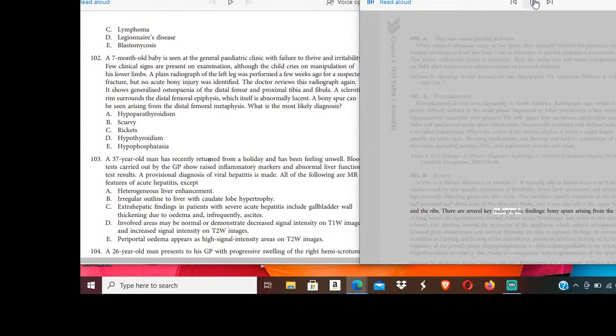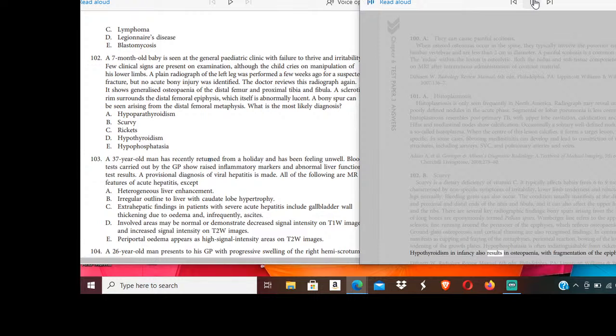There are several key radiographic findings. Bony spurs arising from the metaphysis of long bones are eponymously termed Pelkan spurs. Wimberger line refers to the appearance of a sclerotic line running around the perimeter of the epiphyses, which reflects osteopenic change. Ground glass osteoporosis and cortical thinning are also recognized findings. In contrast, rickets manifests as cupping and fraying of the metaphyses, periosteal reaction, bowing of the long bones and widening of the growth plates. Hypophosphatasia is often indistinguishable from rickets on imaging.